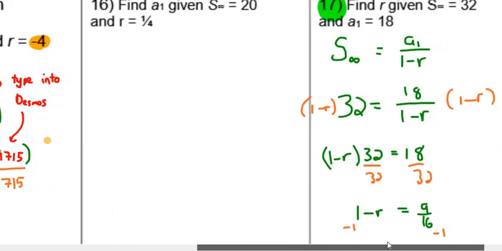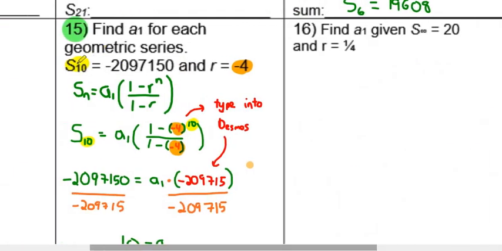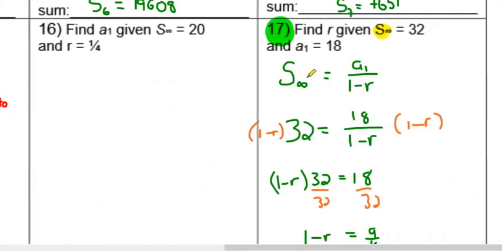All right, last problem. What if I need to solve using the infinity formula? How do I know? Well, just like before, do you see how it says S infinity? Just like over here, it said S of 10. S of 10 is finite, so I use this one. S of infinity is infinity, so I use the infinity formula. I write it down. I plug in what I have. A1 is 18, so I put 18 there. R is what I'm trying to find, so I don't put that in.